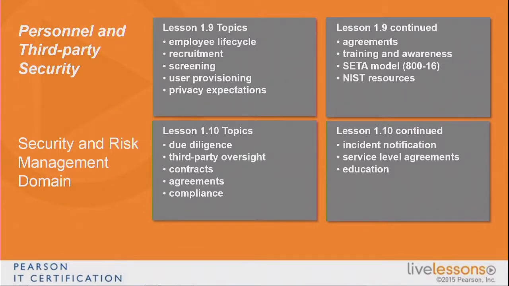Lesson 1.10 topics, which are focusing on third parties, include third-party due diligence, third-party oversight, contracts, including what provisions should be in the contracts, agreements, such as a non-disclosure agreement, compliance requirements for our third party, remembering that we can outsource the work, but we can't outsource the regulatory requirements or the contractual obligation, incident notification protocols, service level agreement components, and then the importance of educating our third party on our security expectations.